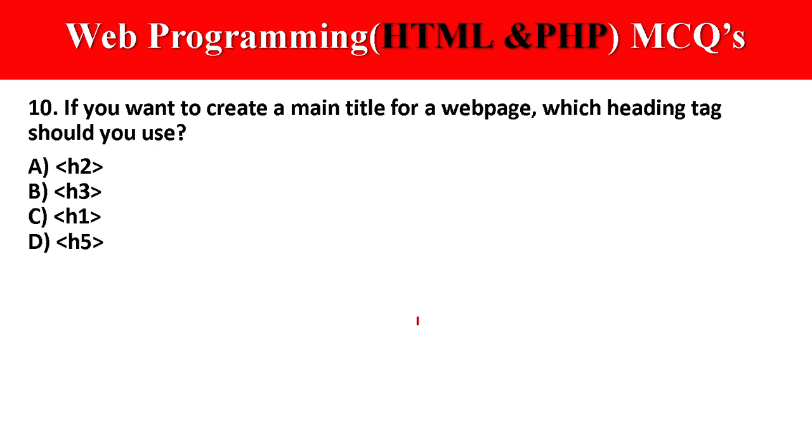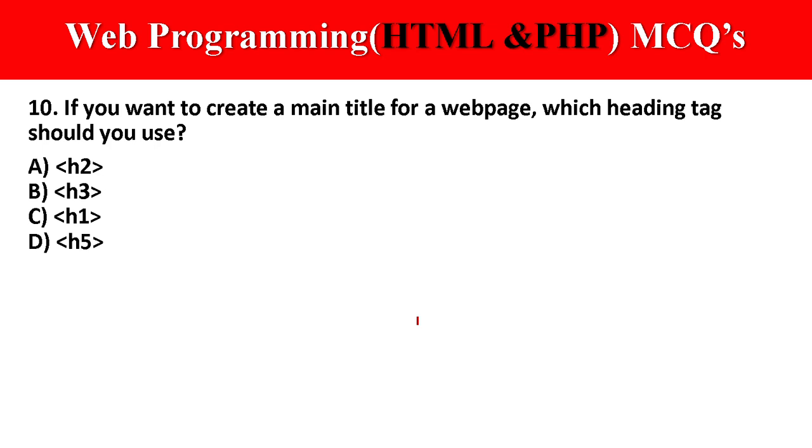10. If you want to create a main title for a web page, which heading tag should you use? When we want to create the main title for the web page, the type of heading for the main title is heading 1, the largest heading from the heading tags.